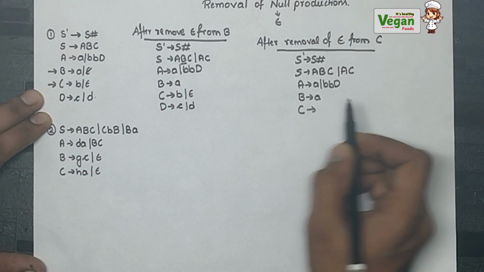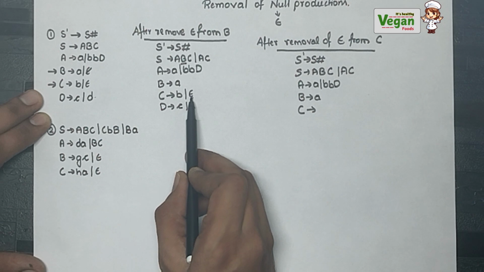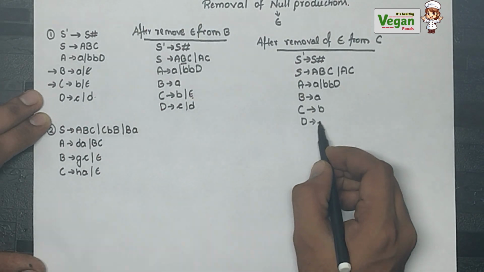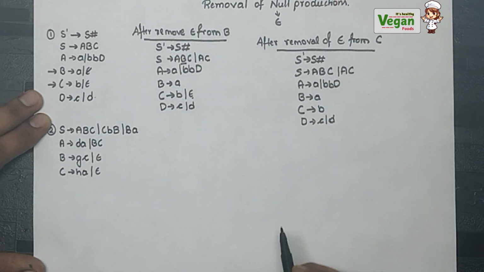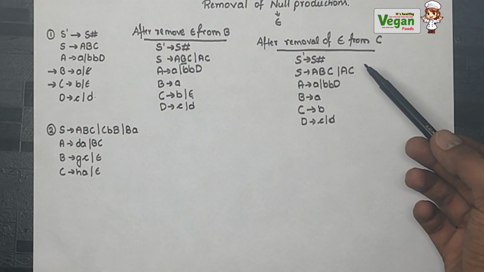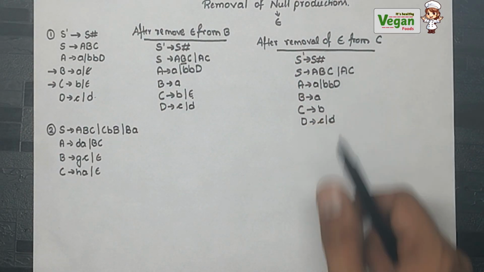When you approach C, now you must remove the epsilon from the C. If you remove epsilon from C, only small letter b will be left. Here D producing small letter c, next small letter d. What you must do, since you removed the epsilon from the capital letter C, you must search for the capital letter C in the right hand side.